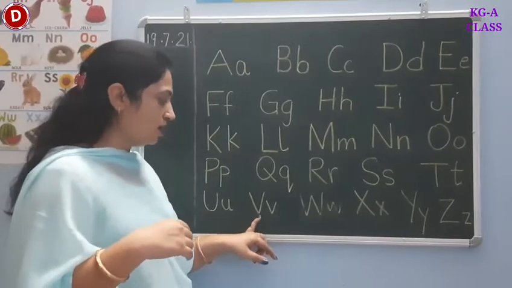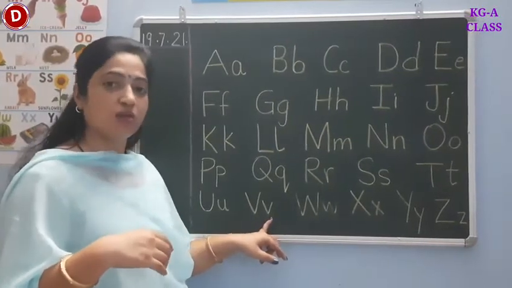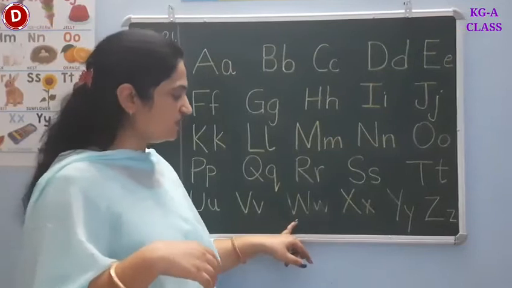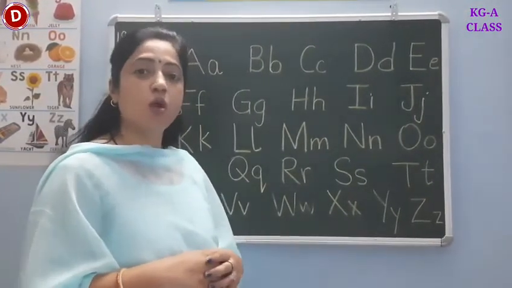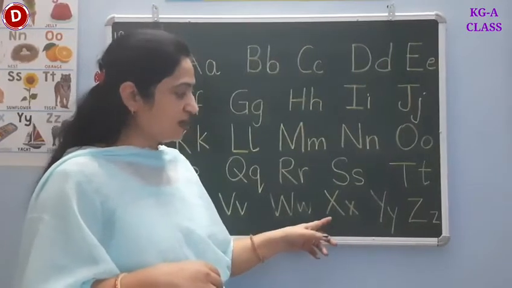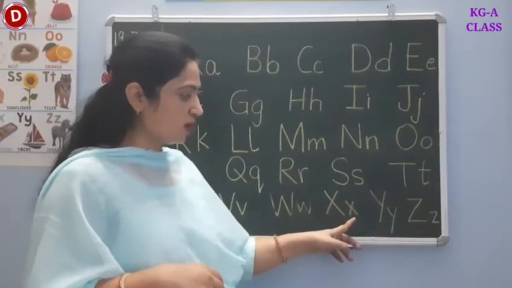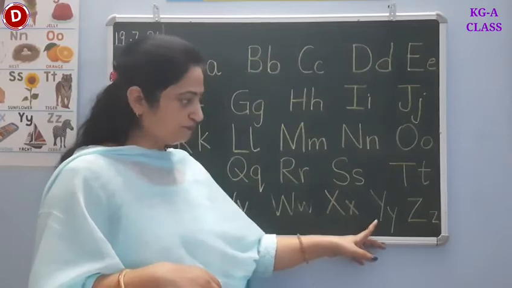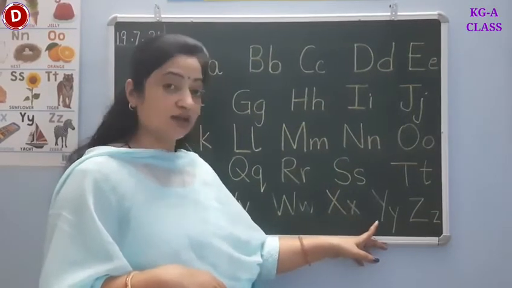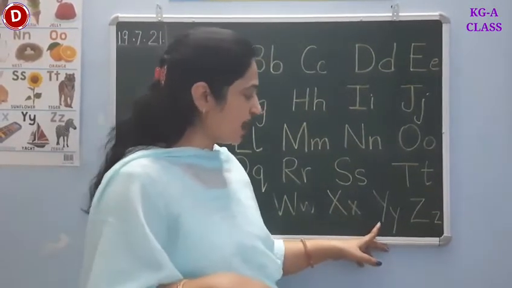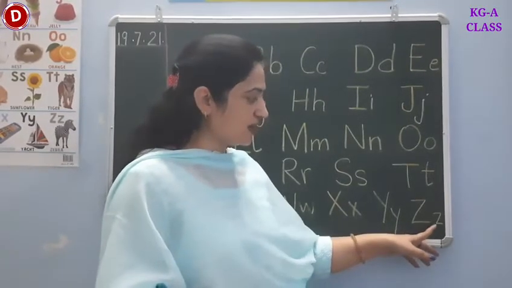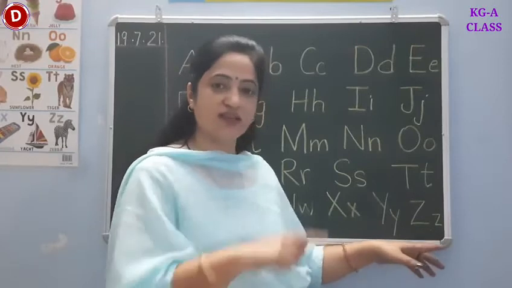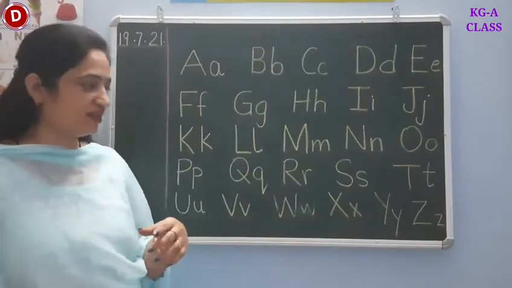This is capital V, small v. V says V. Now comes W. This is capital W, small w. The sound of W is W. X. Capital X, small x. X says X only. Y. Y says Y. This is capital Y and this is small y. This is Z. Capital Z, small z. And the sound of Z is Z, as in zigzag.